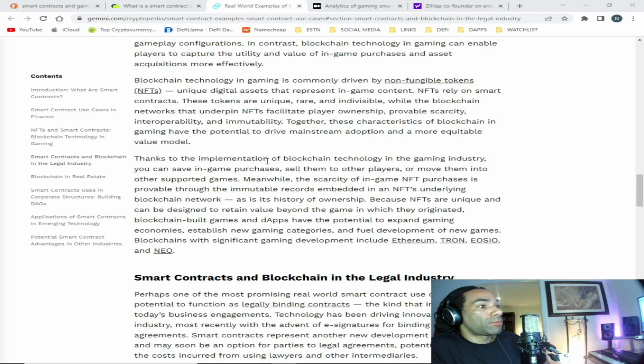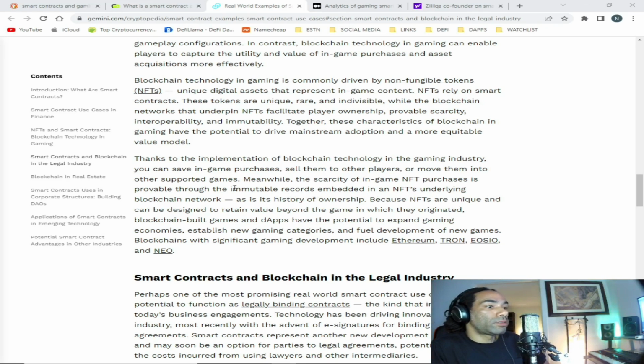Thanks to the implementation of blockchain technology in the gaming industry, you can save in-game purchases, sell them to other players, or move them onto other supported games. Meanwhile, the scarcity of in-game NFT purchases is provable through the immutable records embedded in an NFT's underlying blockchain network, as is its history of ownership.